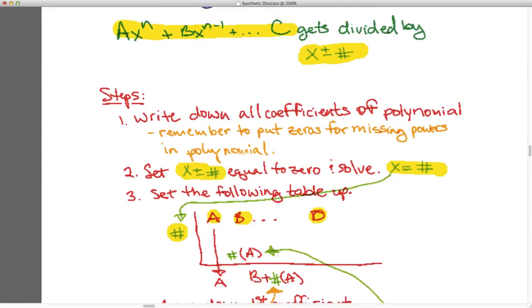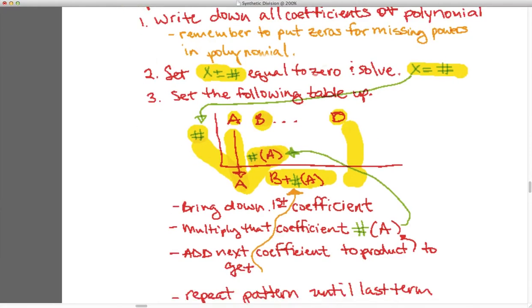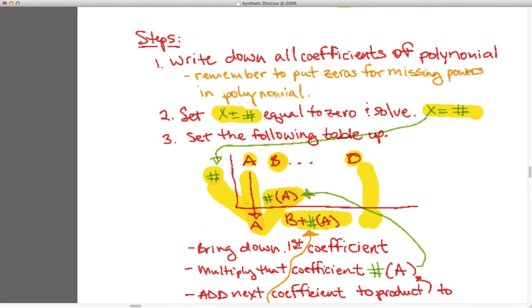And what you do is you bring down the first coefficient, it comes straight down, and then you take this number times that, and that goes up here. Then you take your next coefficient and sum it to that product you just found to get the next term. Then repeat the process all the way down to the last term, and you either get 0 or some number. After you've done that, your answer has gone down by 1 power of x. You divide by a linear term, a linear binomial.